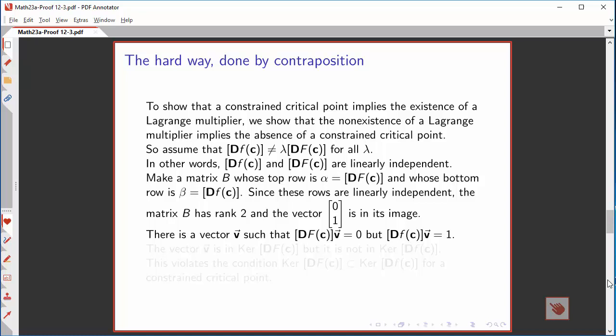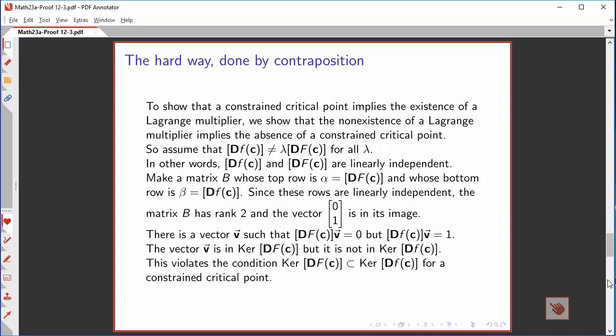It has two linearly independent rows, and since it has rank 2, its image has dimension 2, and the vector (0, 1) is in the image of B. In other words, there's a vector V on which the top row gives 0, d capital F on V equals 0, but the bottom row gives 1. D little f acting on V gives 1.